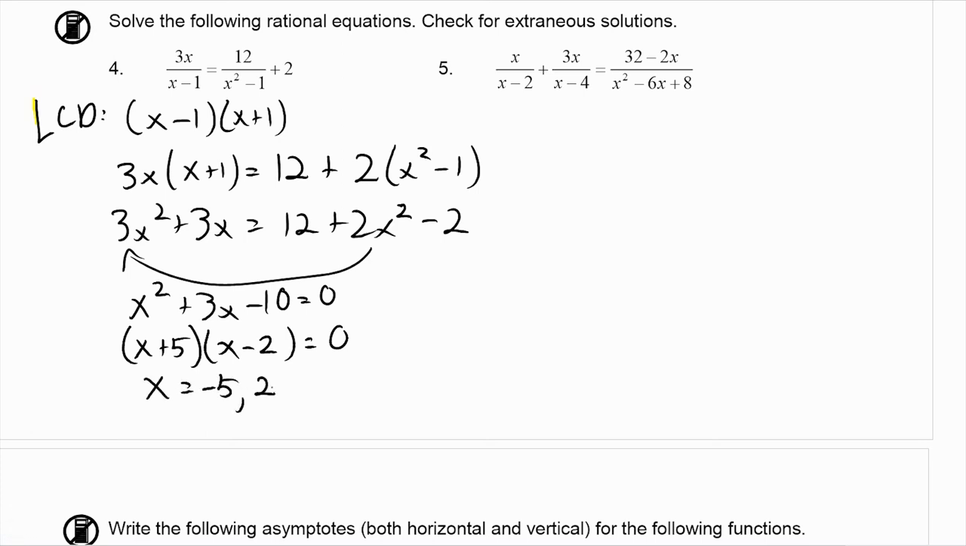Now before we end, we need to make sure that if we plug these values back into the equation, they work. So the only values that don't work in this problem are 1 and -1, and we're actually good with -5 and 2.